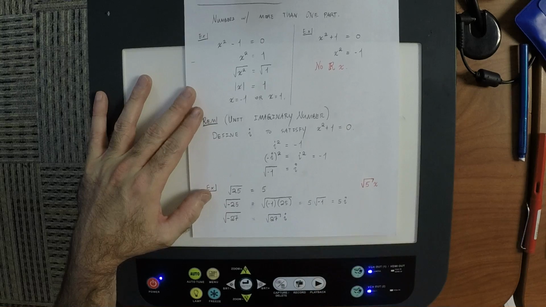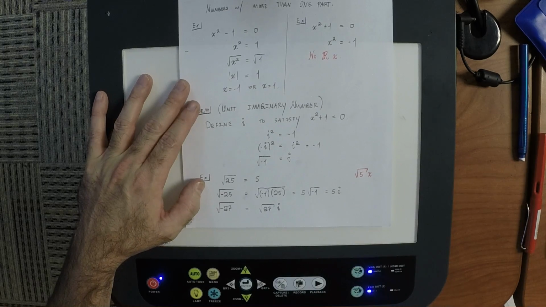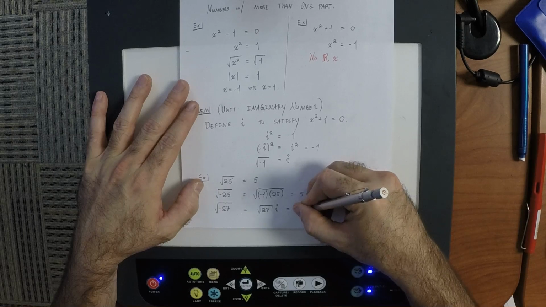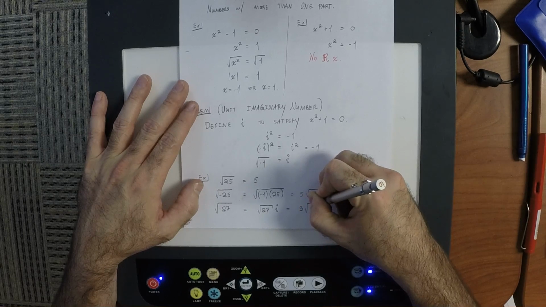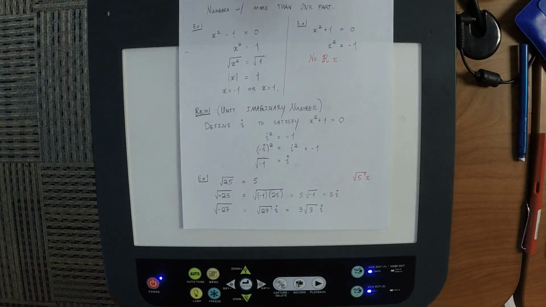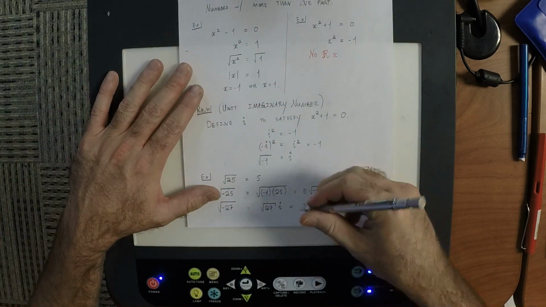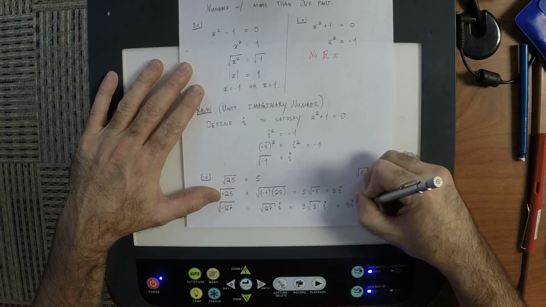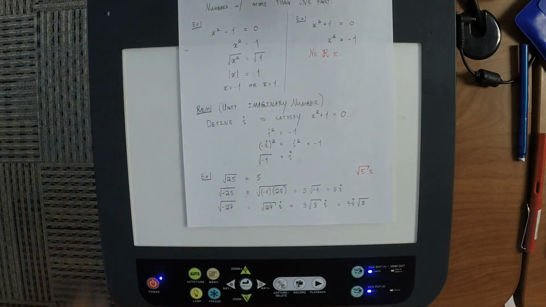So what can we do with the 27? We can take a 3 out, and then what remains inside? A 3. Okay, good. Any question about this? Yes, that would be just fine for you to write it as 3i square root 3. That's fine. Okay.